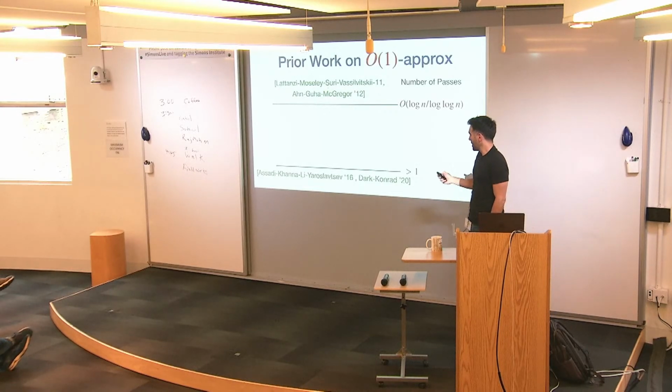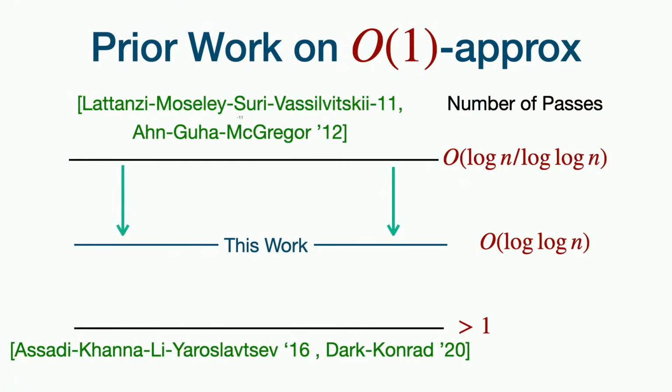Okay, so what we do is we first improve the upper bound from roughly log n over log log n to log log n. So it's an exponential improvement over the number of passes. And we also improve the lower bound. We also show that log log n passes will be needed for any algorithm. So basically the complexity of the problem is going to be log log n.